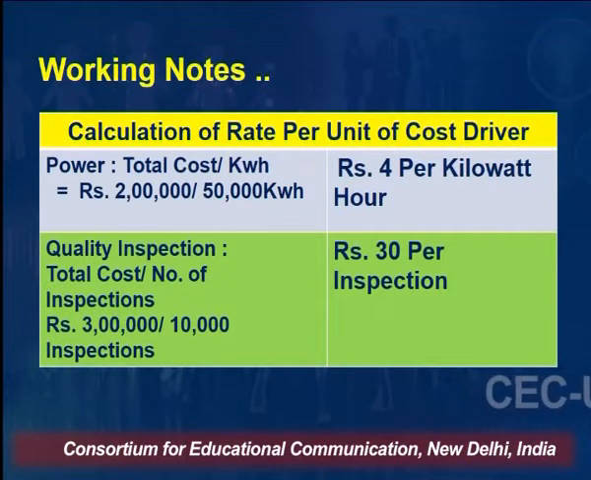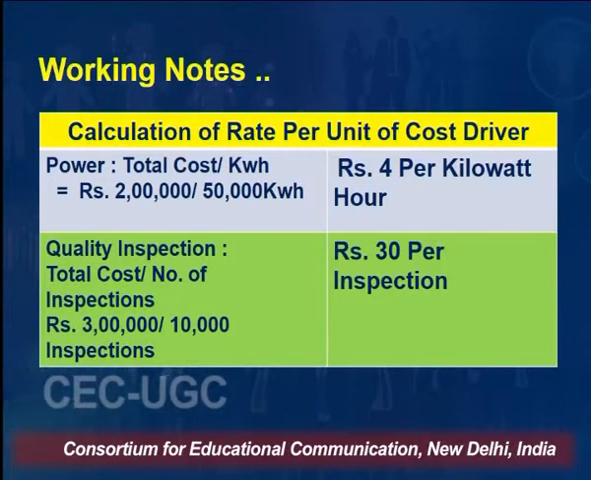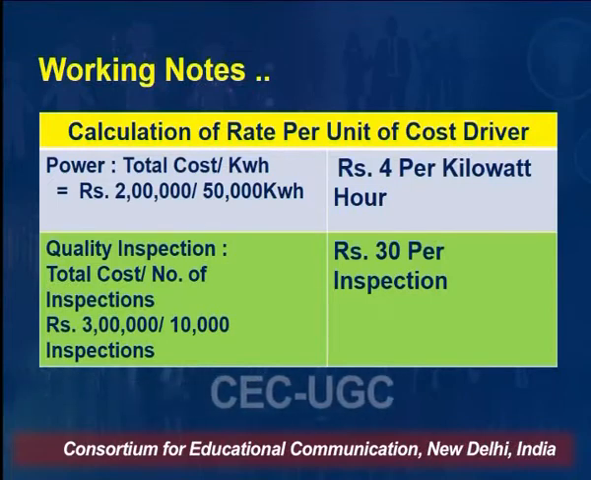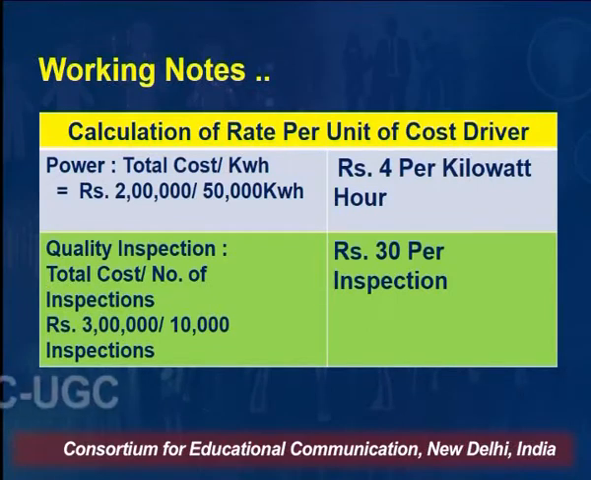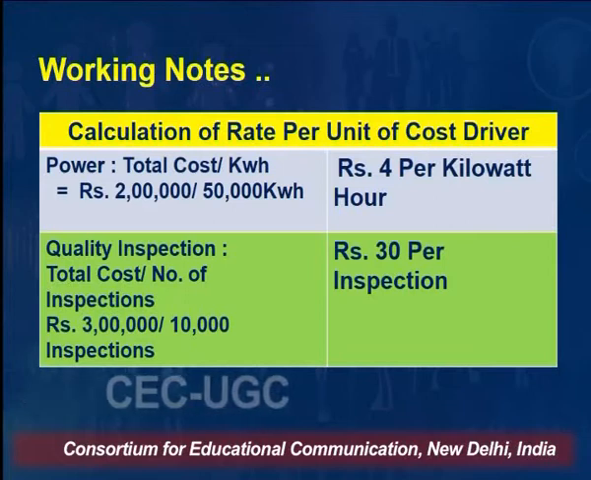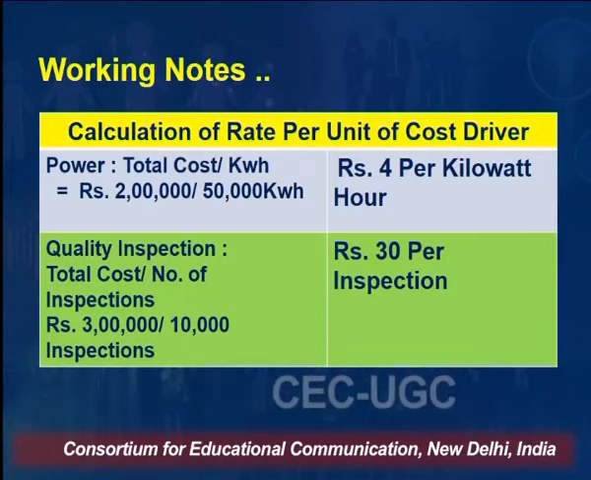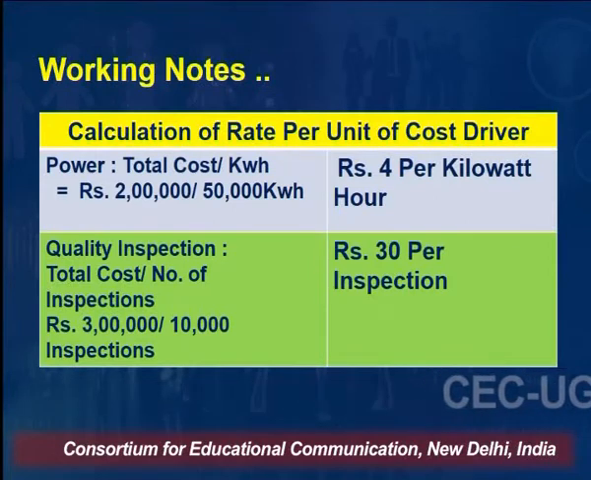Now before starting this question, let us start with the working notes. We have to first calculate the rate per unit of cost driver. As we have already observed from the question, we have 2 cost drivers, one is power and another is quality inspection. If we look at the question, the total cost was reported to be rupees 2 lakh for power, and total kilowatt hours in terms of capacity was given to be 50,000 kilowatts.